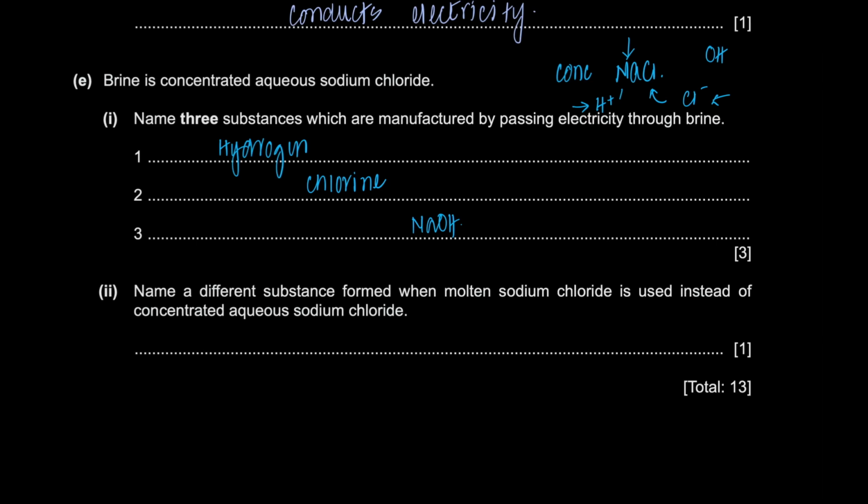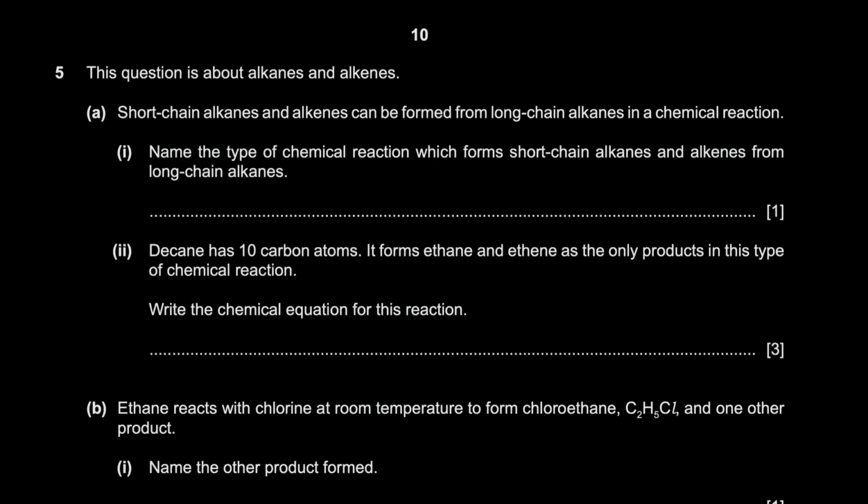Name a different substance formed when molten sodium chloride is used instead of concentrated sodium chloride solution. Sodium metal would be formed. The question is simple, but it's phrased in a way where it can really confuse you. I think if they hadn't said brine, a lot fewer people would have problems. But it's a general electrolysis question. Let us move on.